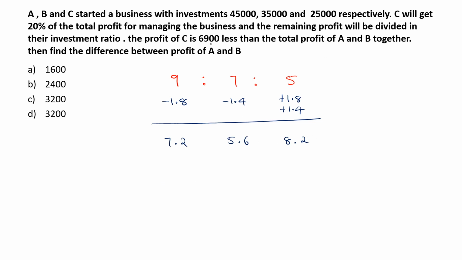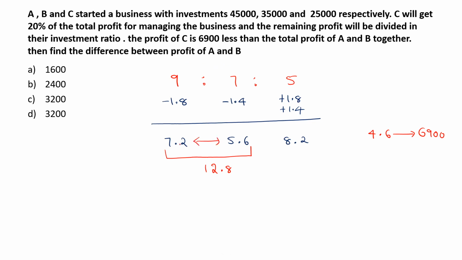Now C is 6,900 less than the total profit of A and B together. Now C got 8.2 and A and B together got 12.8, and the difference between A and B together and C would be 4.6. The value of 4.6 is given as 6,900, and we need to find the difference between A and B.